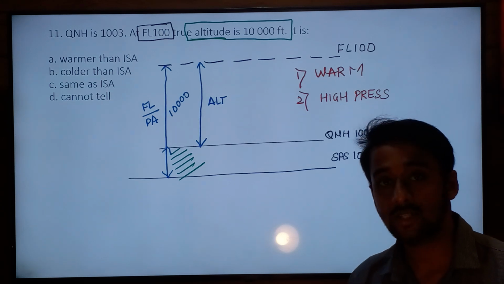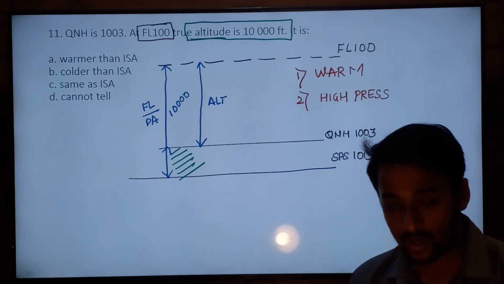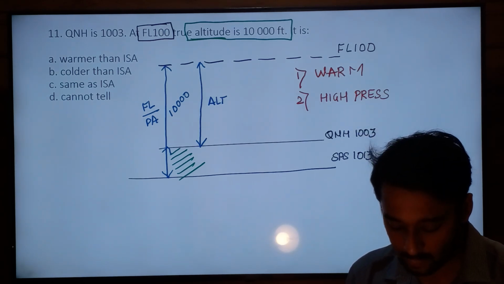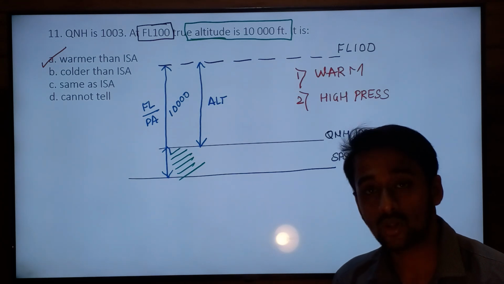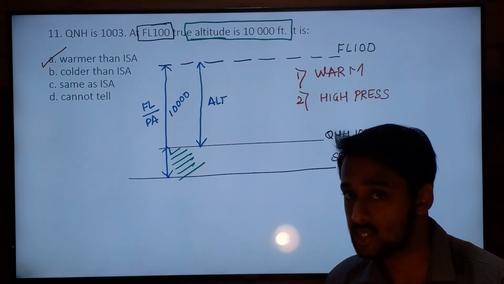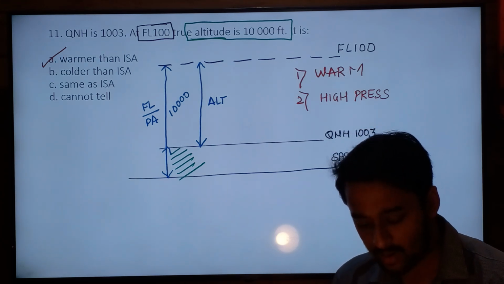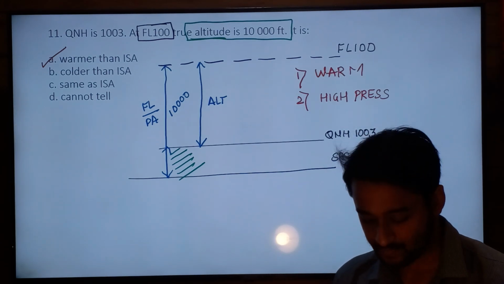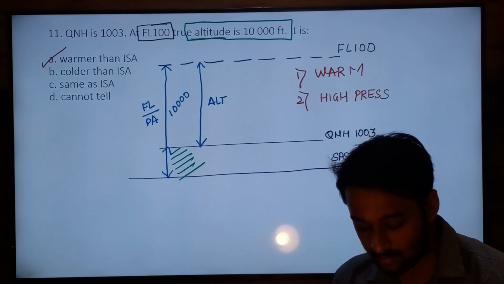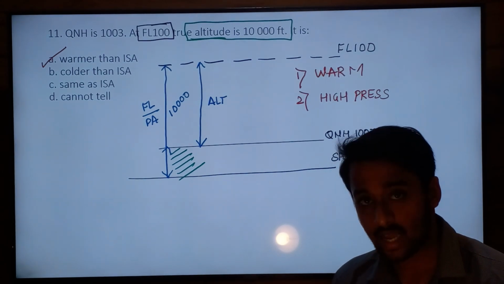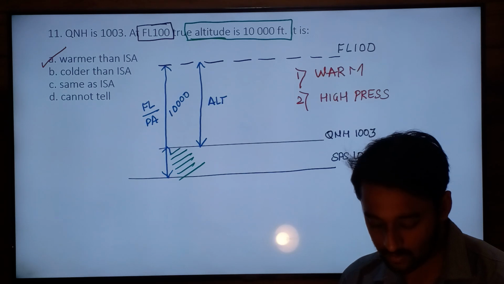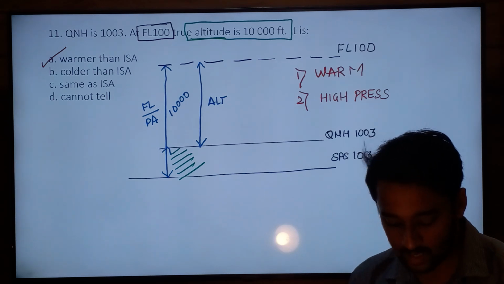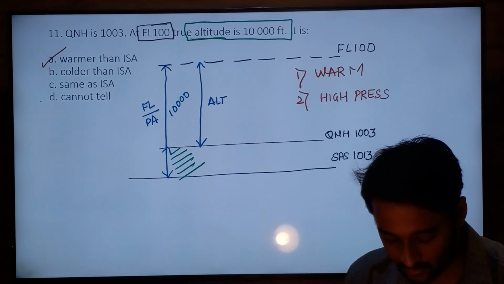So let's check the options, what options we have. Warmer than ISA, yes, probably. Colder than ISA, no. Colder conditions tend to decrease your true altitude. Same as ISA, that can be one case that I will talk about. And cannot tell. Okay, so Delta is also eliminated.